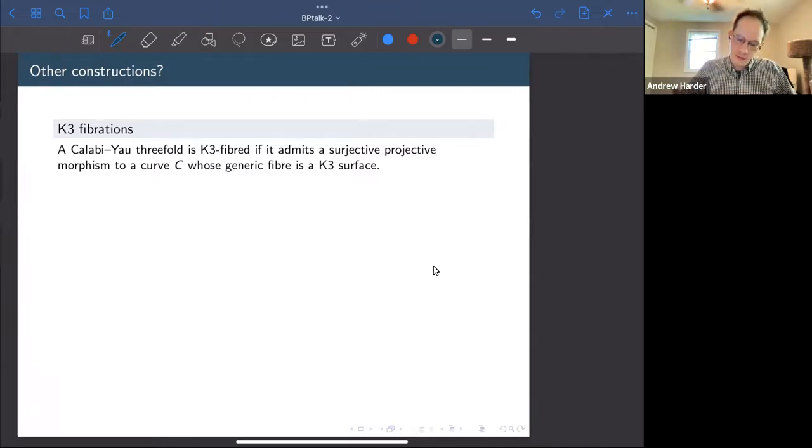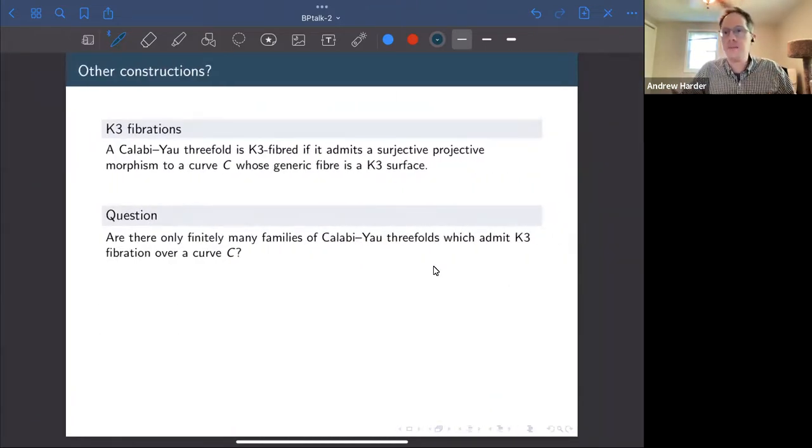So the question is whether there are a finite number of families of Calabi-Yau threefolds admitting K3 fibrations. And it would be natural to expect that there's only finitely many, possibly in relation to these results of Gross before, but also largely because we know a lot about the moduli space of K3 surfaces, and this seems like a reasonable expectation. I'll say a little bit more about that in specific cases.